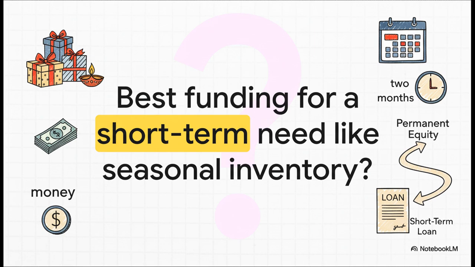And for our final question, this is a thinking one. Imagine a shopkeeper needs extra money for just 2 months to buy more stock for the big Diwali sale. Should he sell a part of his shop's ownership forever, or should he just take a simple 2-month loan? Think about it. Matching the need to the source is everything.